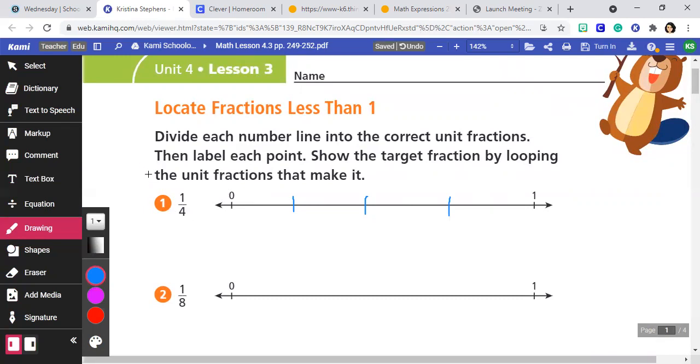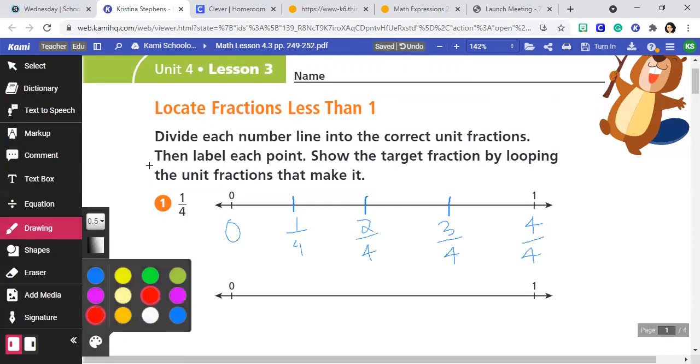Then, just like yesterday, we're going to label each point with the unit fraction and show how it progresses. So we're going to start right here with 0, 1/4, 2/4, 3/4, and 4/4. Step 3, we're going to loop the unit fraction that makes our target fraction listed. So 1/4 is the unit fraction, and I only have to circle one of those sections.